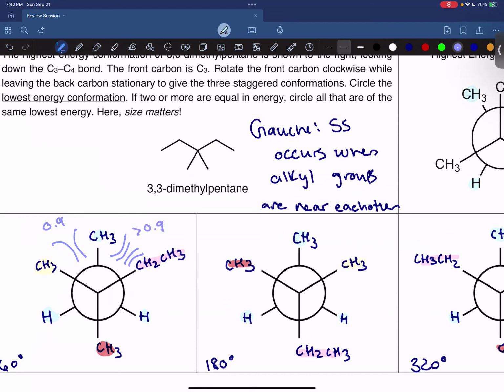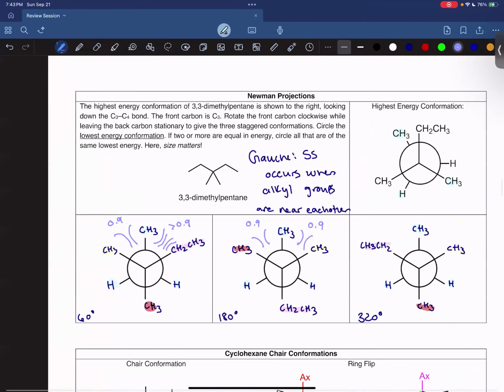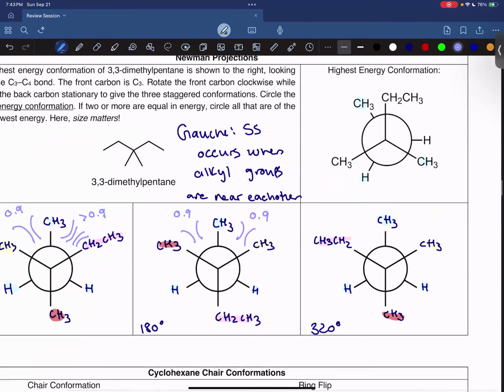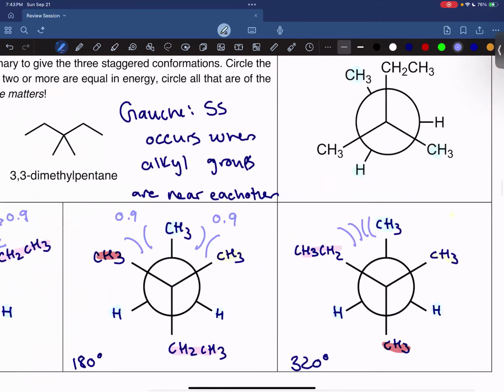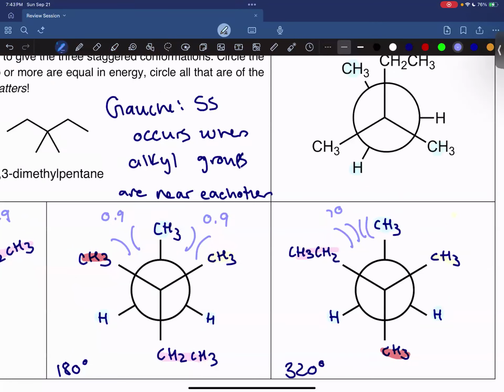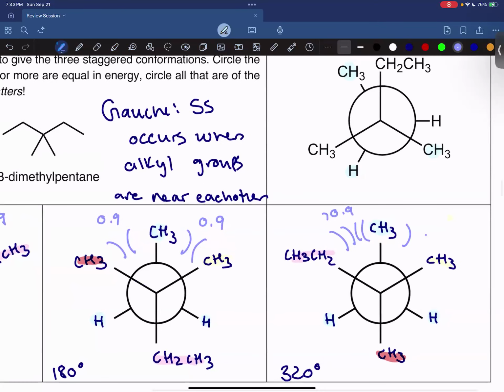And that's because we have that giant ethyl group next to the methyl group, and that's really big and really inconvenient. And so now we're going to look at this one. These are pretty big, but not as big as the other ones. So that's about 0.9, 0.9. And then we have the super duper ghost strain going on right here, and the kind of medium one.